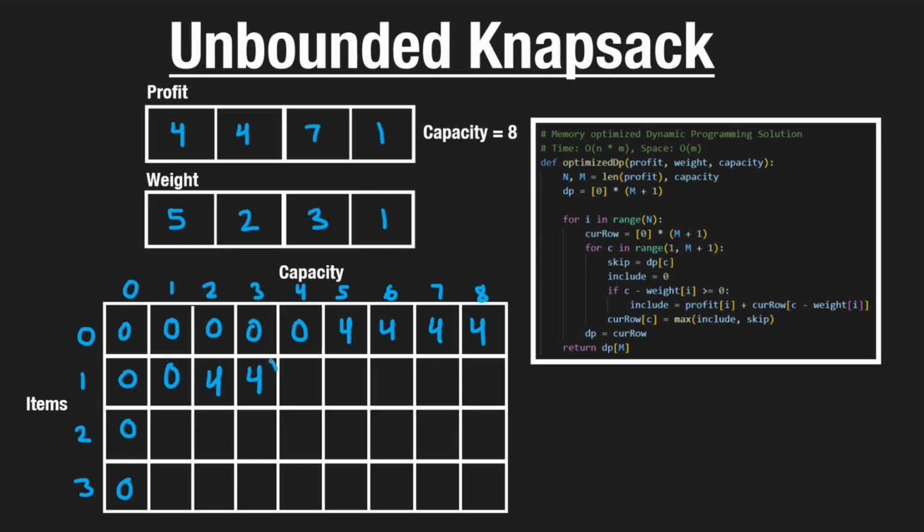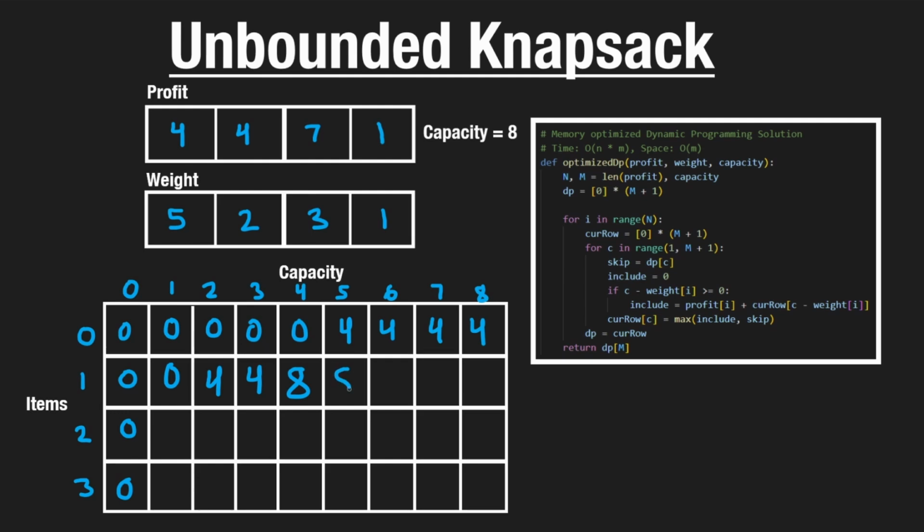We would have also tried doing that from here as well, actually. We would have taken the profit, which is 2, added with the profit of the value 2 spaces to the left, but that value was 0. That tells us that with a capacity of 3, we can only include this item once. But when we're over here and we're looking 2 spots to the left, we can include this item twice with a capacity of 4. So here we get a profit of 8.